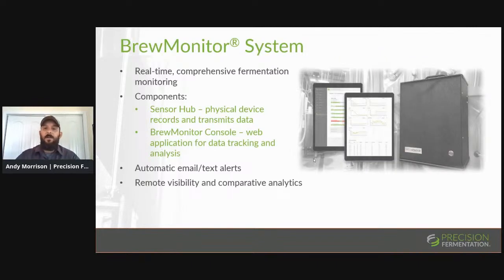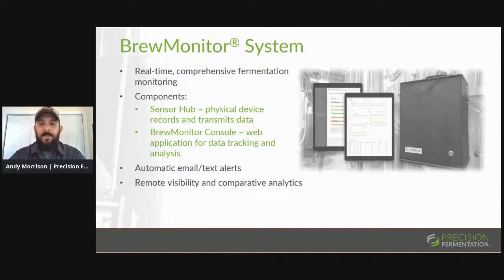So what we did at Precision Fermentation was create this system that we call the Brew Monitor. It's a real-time monitoring system that tracks both the variables that tell you whether a fermentation is healthy, but also whether or not the yeast that's driving that fermentation is healthy as well. This system comes with 2 components. There's a physical sensor hub, the black box that you can see there on the screen, as we call it.